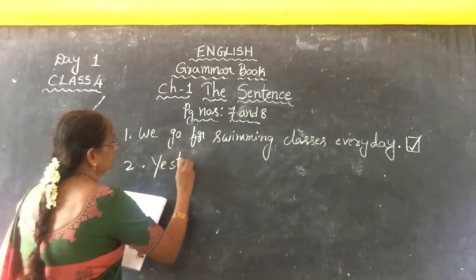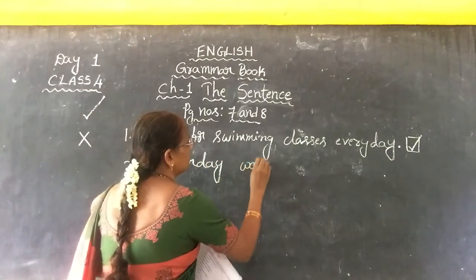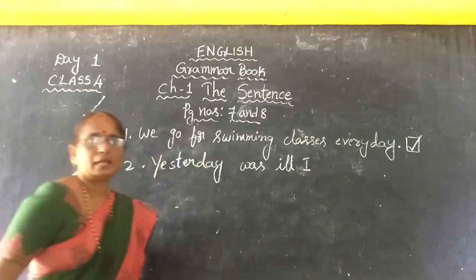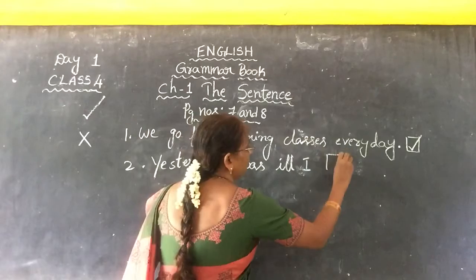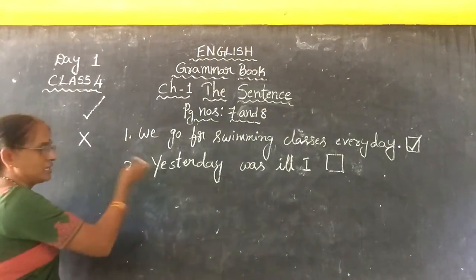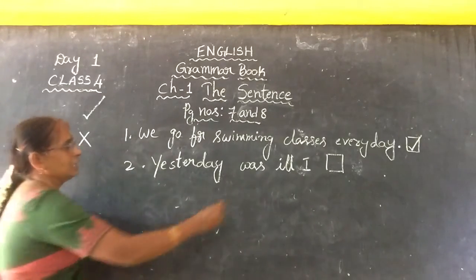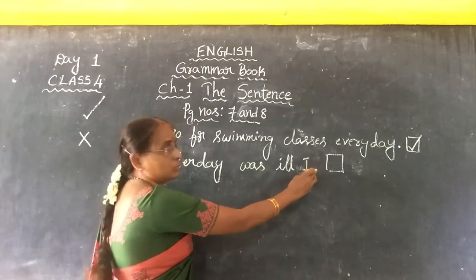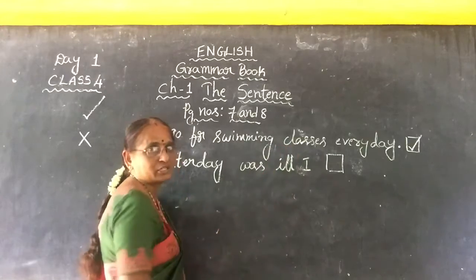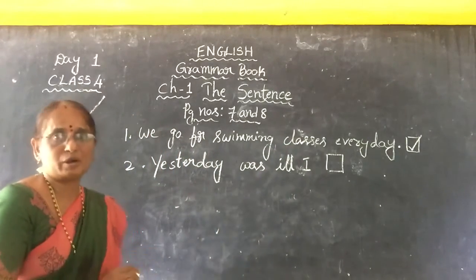Yesterday was I. Is it a correct sentence? Is it a proper sentence? A group of words is there. A verb is also there. It started with a capital letter, but it is not a correct sentence because here there is no punctuation mark, whether full stop or question mark or exclamation mark, and this group of words was not arranged in a proper order.